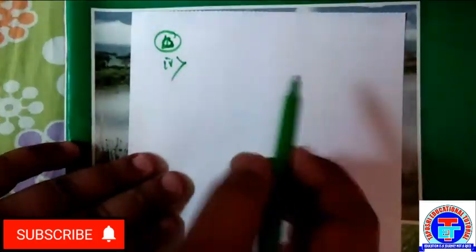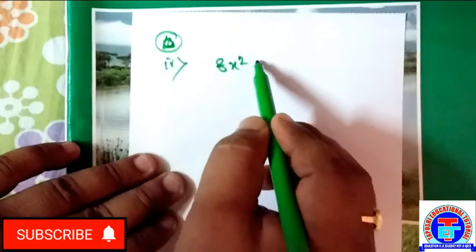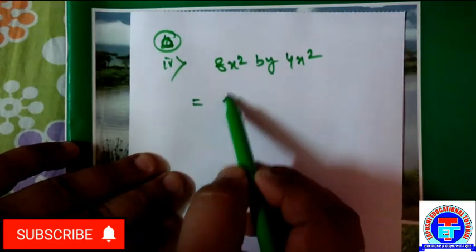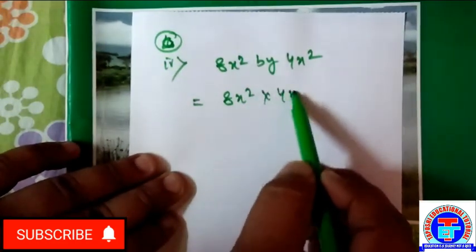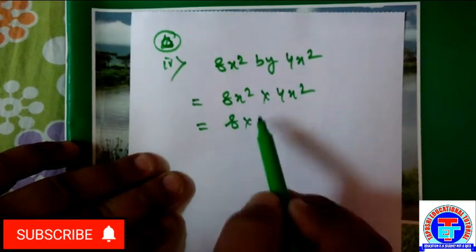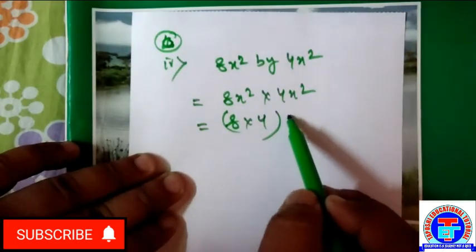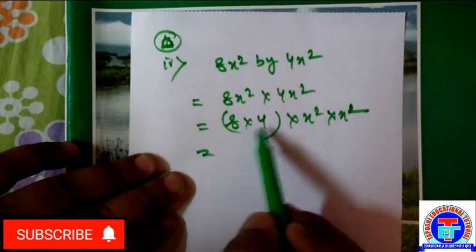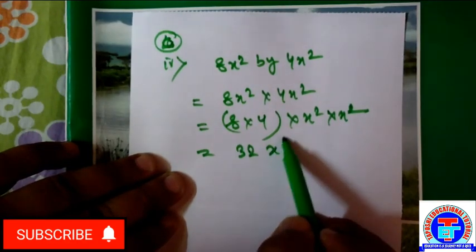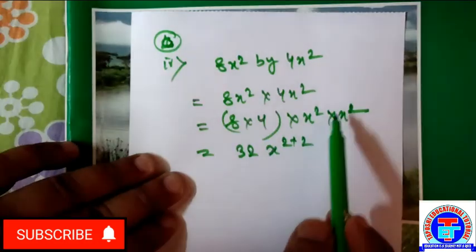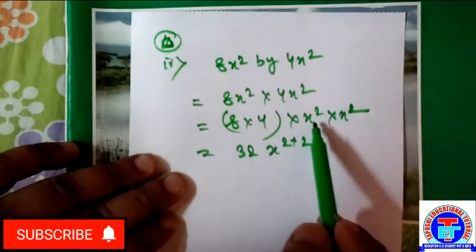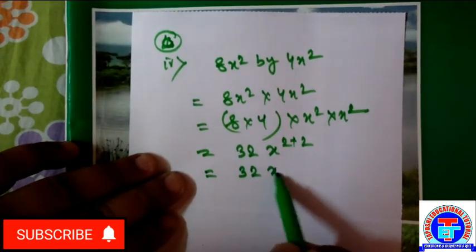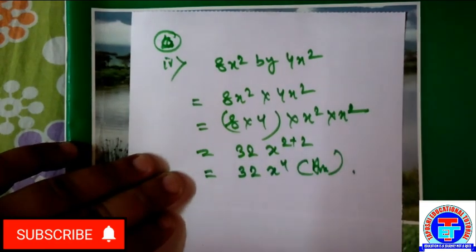Okay. Right. So here given 8x square by 4x square, right? So here we write 8x square into 4x square. So we first multiply the numerical values or the coefficients, then we multiply the variables, right? So this one 32. So x to the power 2 plus 2, this is the power: when we multiply the same base, their powers will be added, then 32x to the power 4. This is the answer, right?